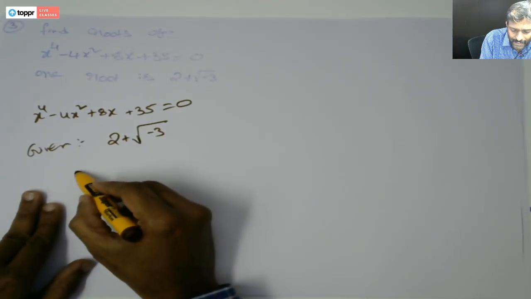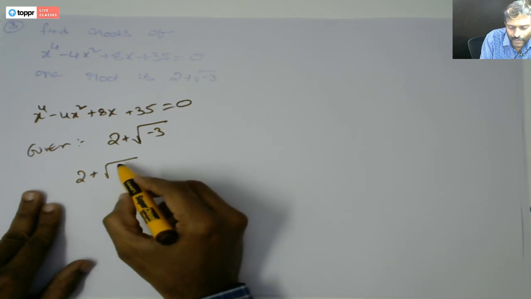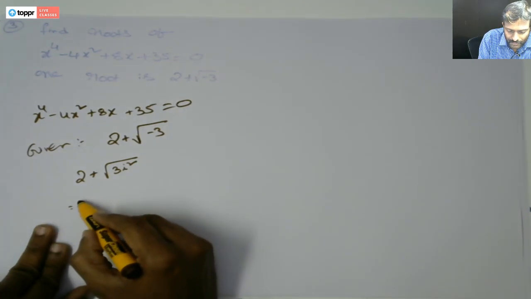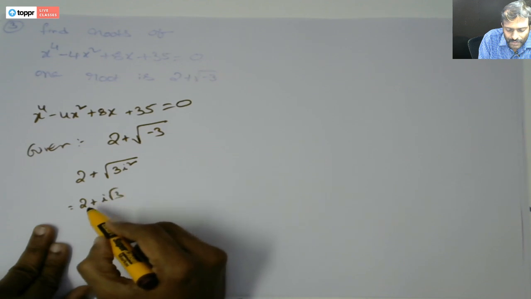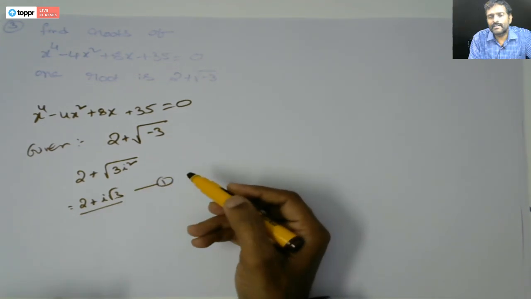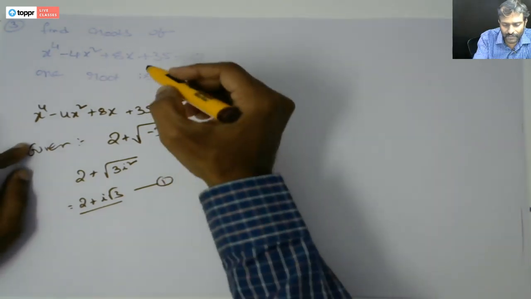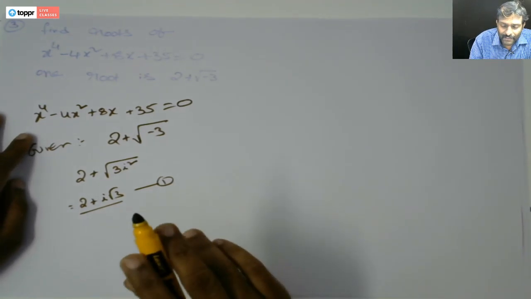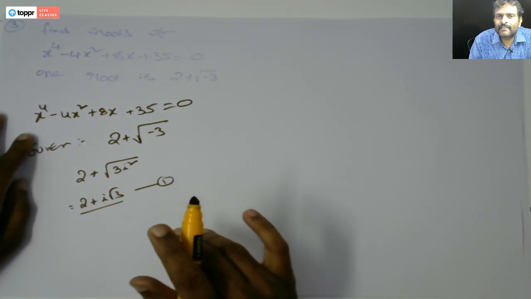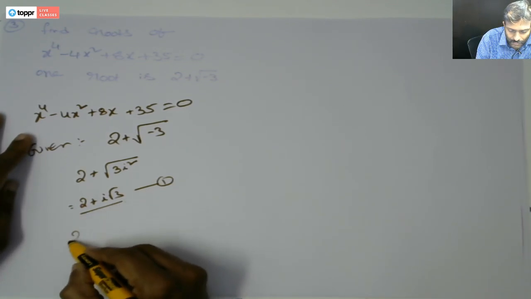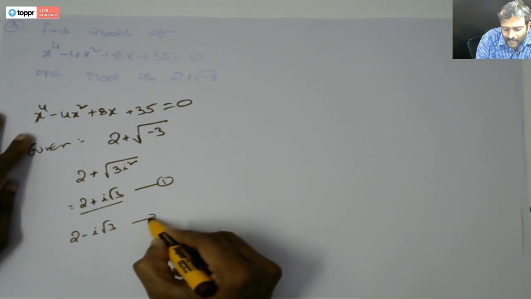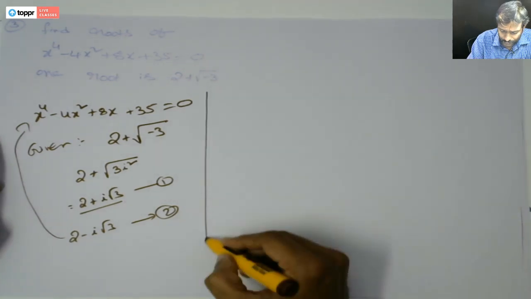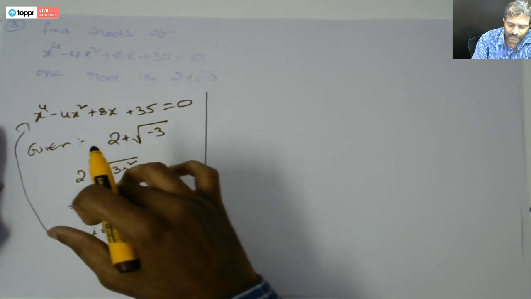So what can we write this as? 2 plus square root of 3i square. Can I do that? Right. So then this can also be written as 2 plus i root 3. So 2 plus i root 3 is one root given to us for this particular quartic equation. And remember that we discussed earlier, roots always come in conjugate pairs. So if this is a root, then 2 minus i root 3 is also one more root of this equation.